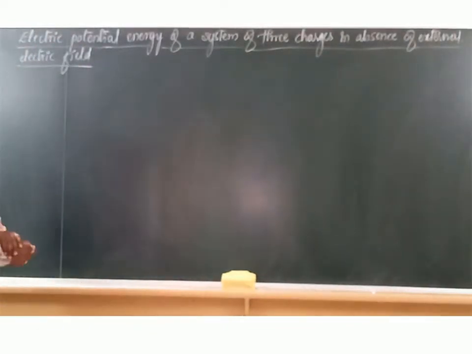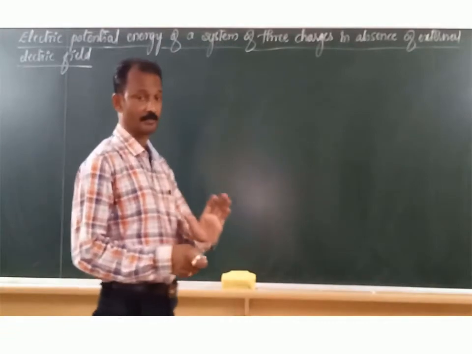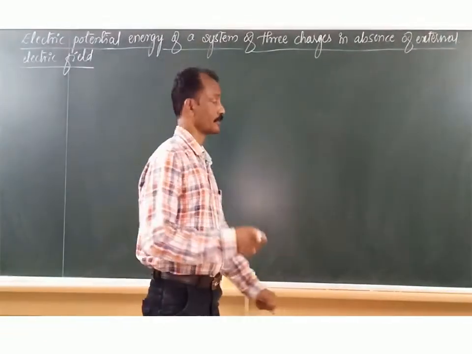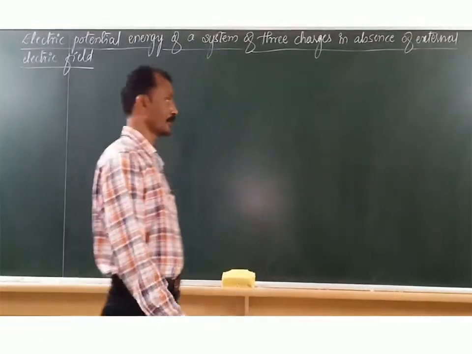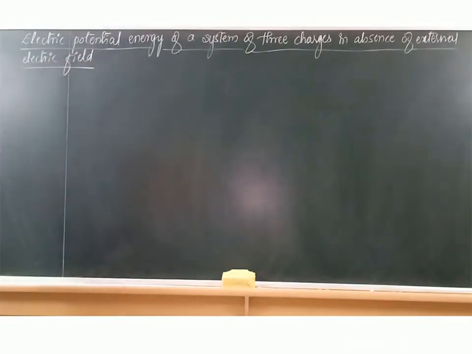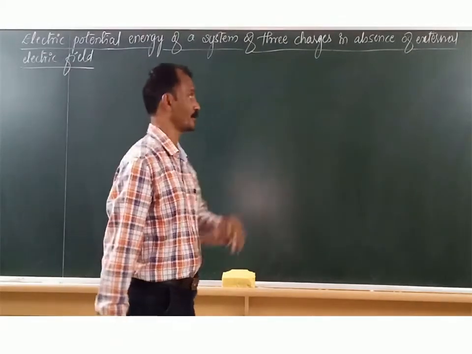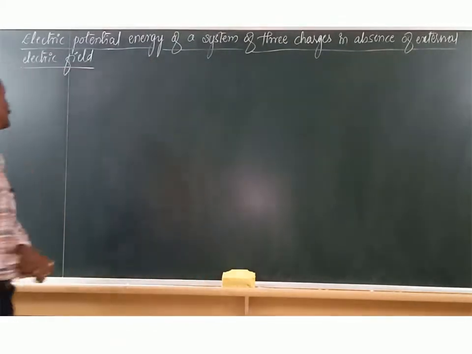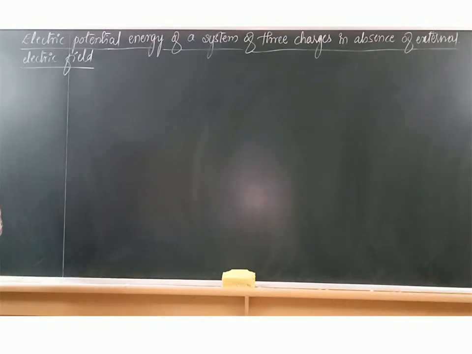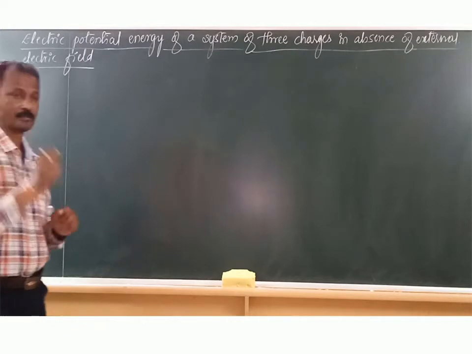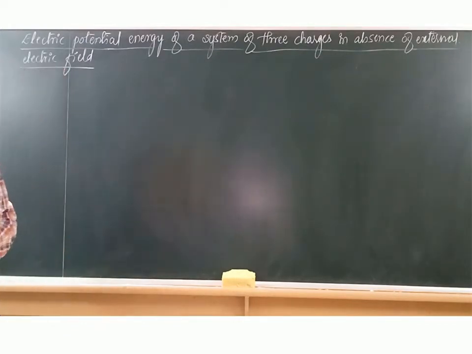In the last class we discussed the electric potential energy of a system of two charges in the absence of an external electric field. Now let us study the electric potential energy of a system of three charges in the absence of an external electric field. Let us consider three point charges Q1, Q2 and Q3 placed at A, B and C respectively, but non-linear.